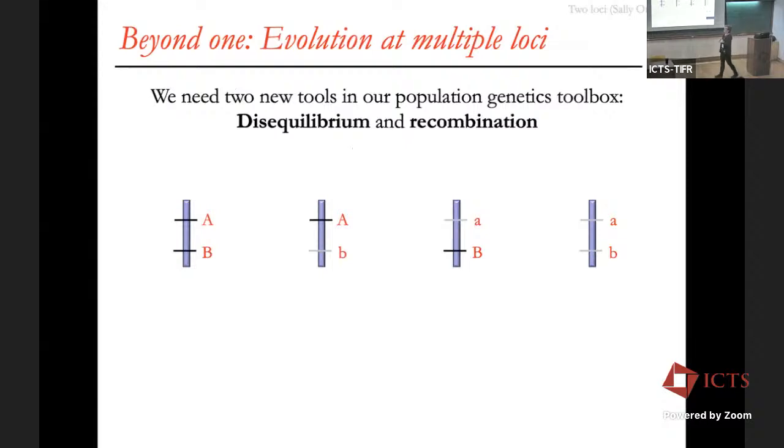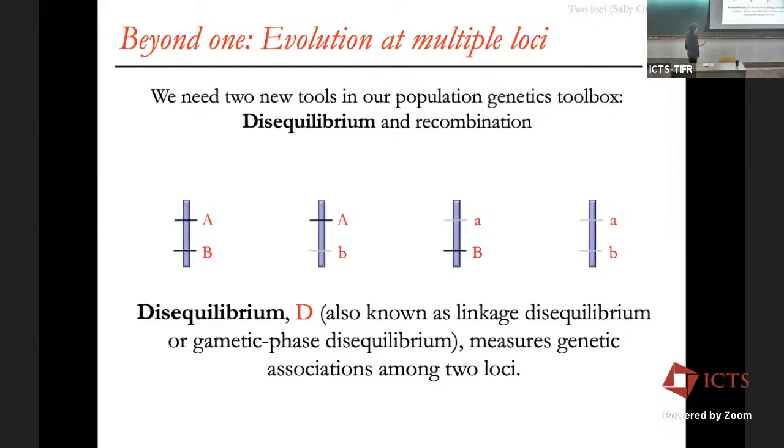So in order to build up models with 2 loci or more, there are 2 major tools we need in a toolbox that we haven't yet put into our population genetics models. One of them is linkage disequilibrium. It's come up a lot already. It's an association measure, and the other is recombination, which is a core process that you've learned about in genetics, but I'm just going to refresh your memory. So let's start with disequilibrium.